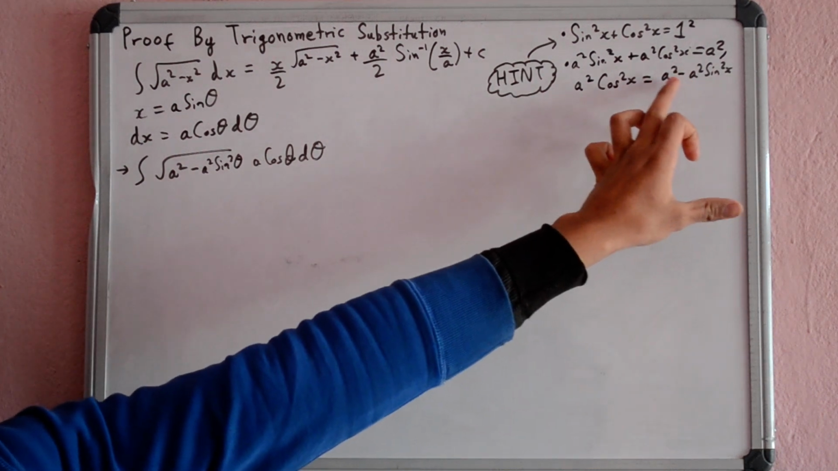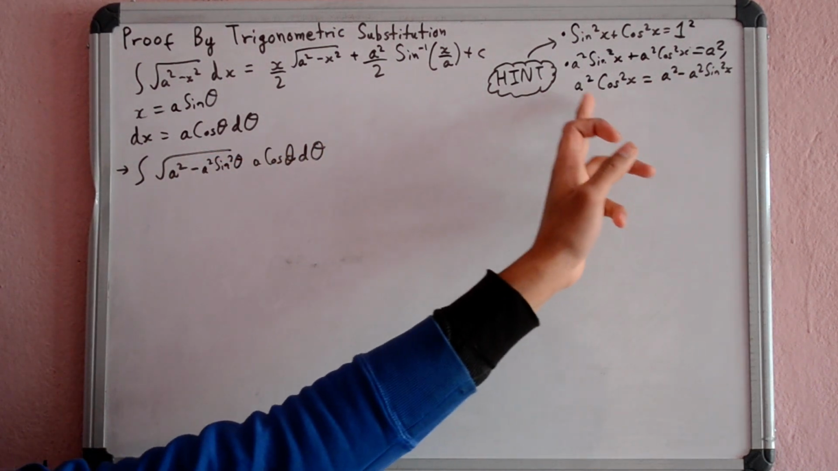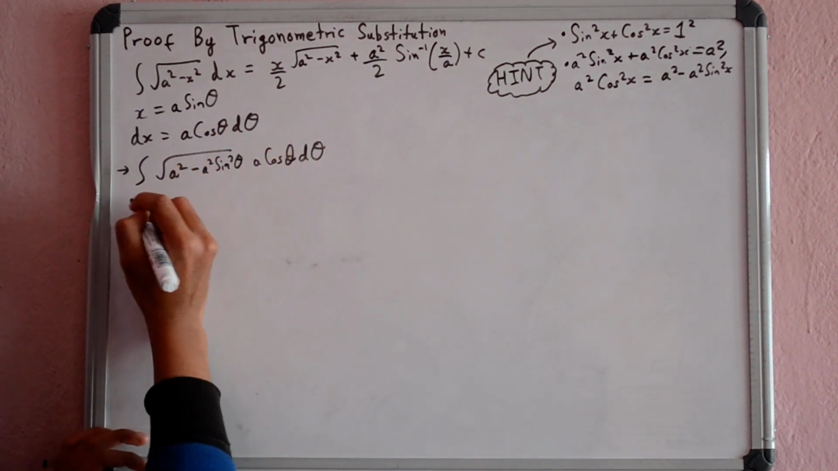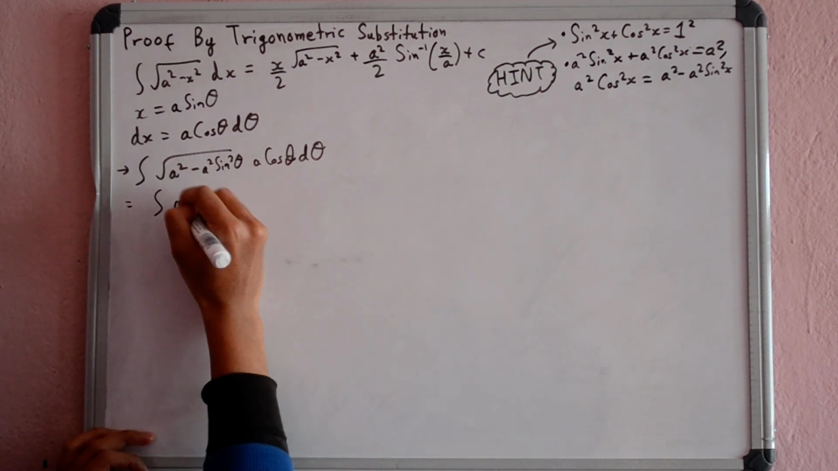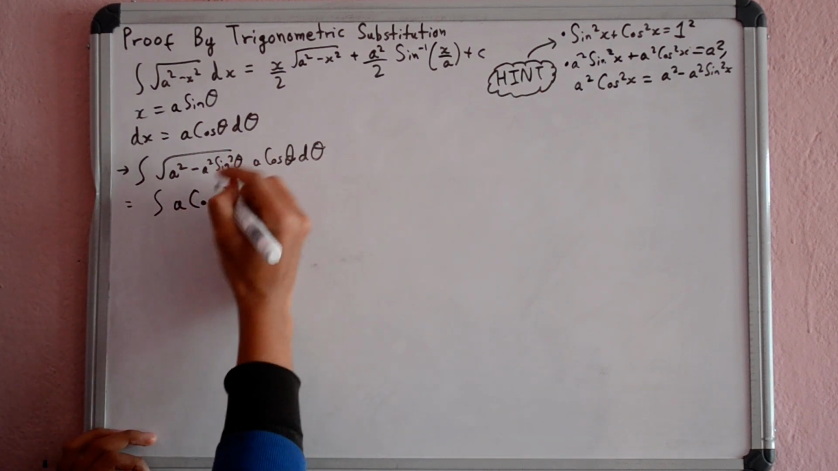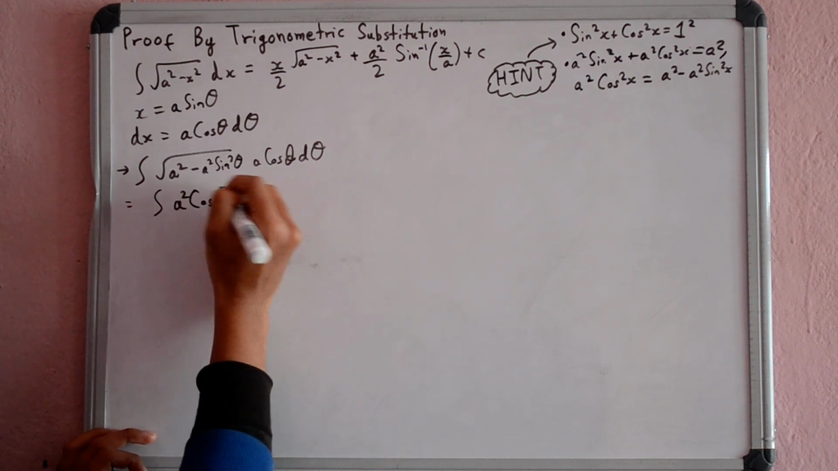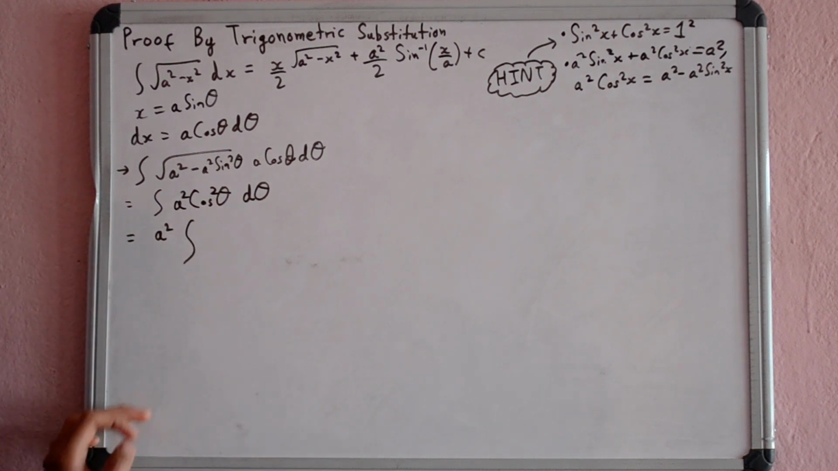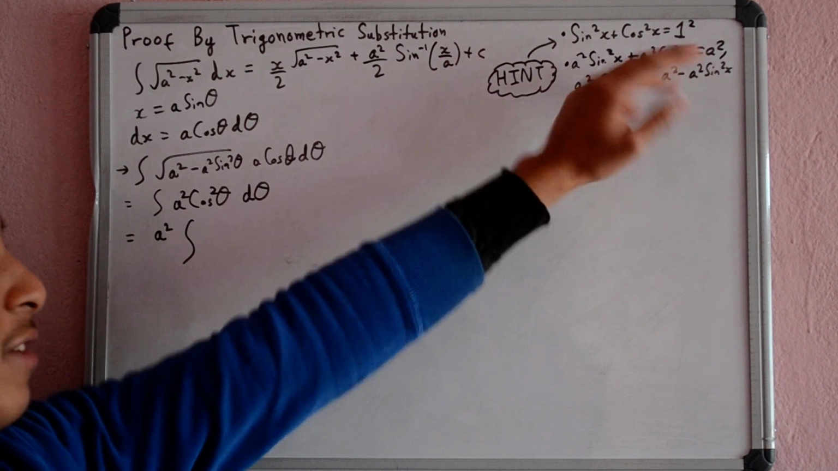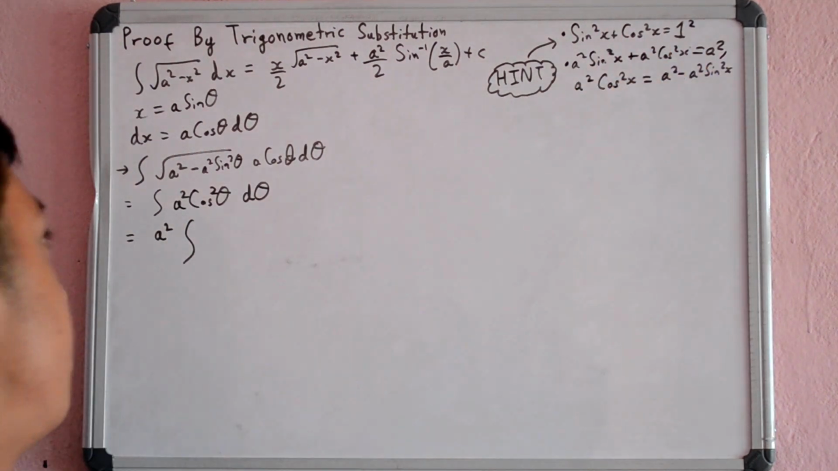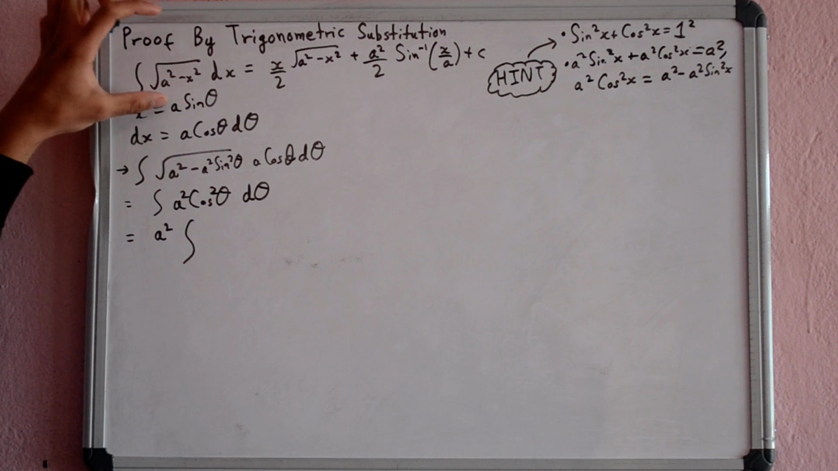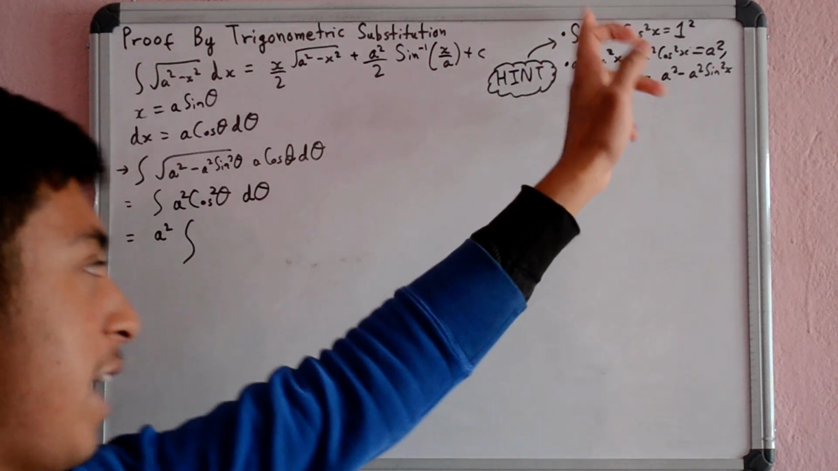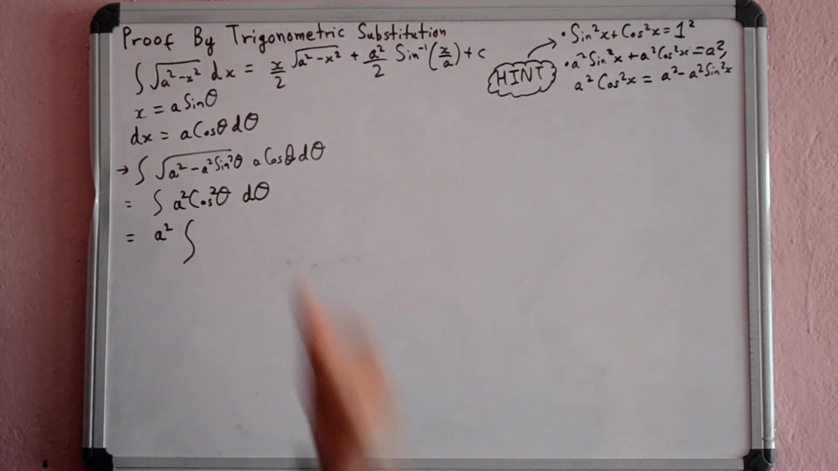Now from this we know that what is under the root is just a square cos square theta, which is just a cos theta whole square. Square and root cancel, giving us a cos theta into a cos theta, which is just a square cos square theta d theta. Now we can put the a square outside because it's just a constant. And here you don't even have to do all of this. Simply let x equals a sin theta, and take a square common, you'll get 1 minus sin square theta. Use that right here and you'll also get this back.